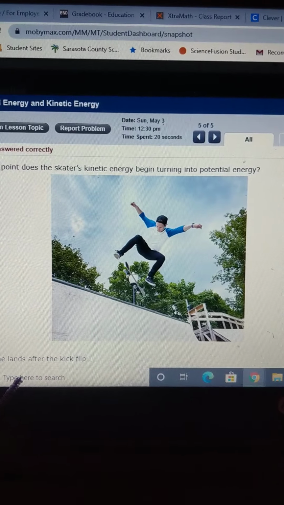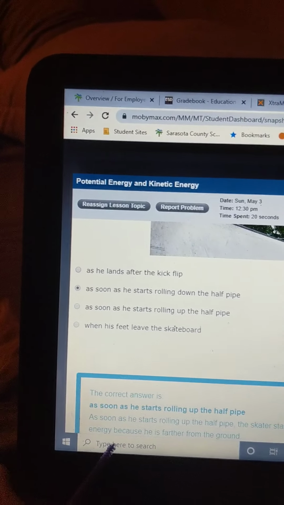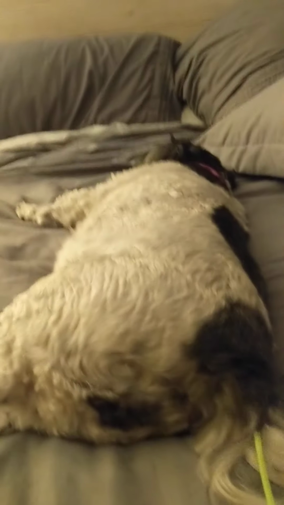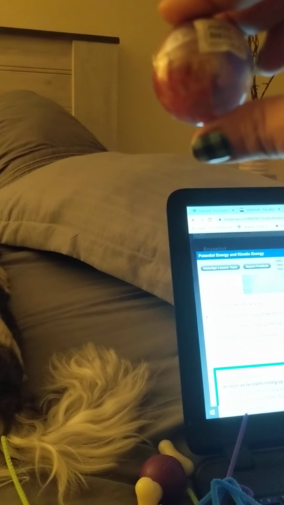Remember the skateboarder? He's going back up the hill. So what you need to remember for your projects is potential is when your ball's at the top of the roller coaster. Kinetic is rolling down. The higher your coaster is up, the more potential it has.